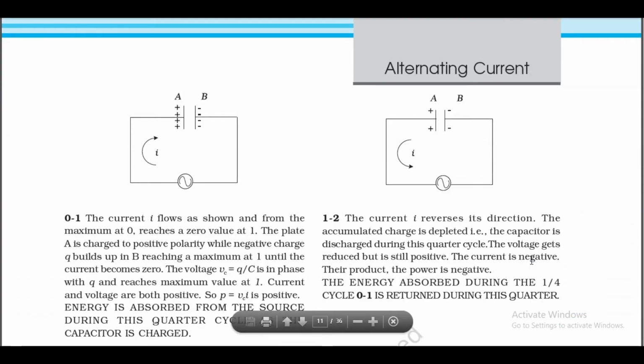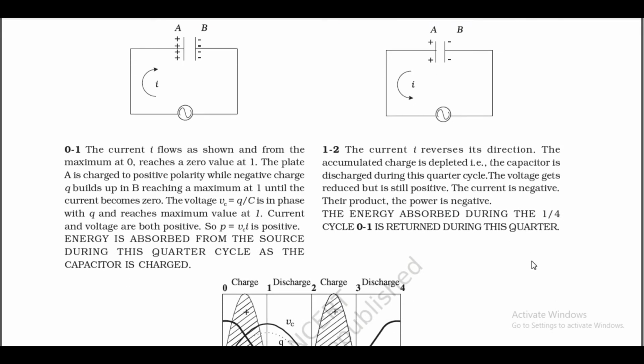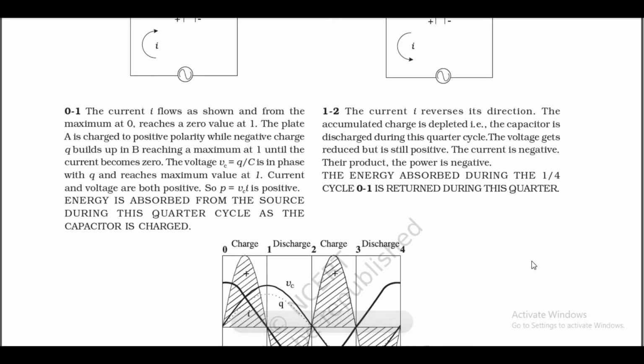From 0 to 1, the current i flows as shown, and from the maximum at 0 reaches a zero value at 1. The plate A is charged to positive polarity while negative charge q builds up in B, reaching a maximum at 1 until the current becomes 0. The voltage vc = q/C is in phase with q and reaches maximum value at 1. Current and voltage are both positive, so p = vc i is positive. Energy is absorbed from the source during this quarter cycle as the capacitor is charged.